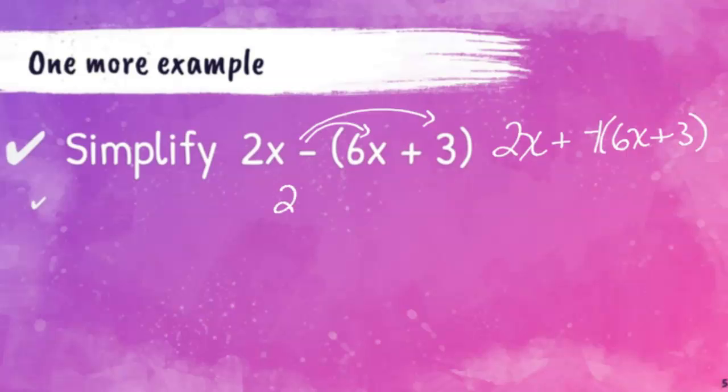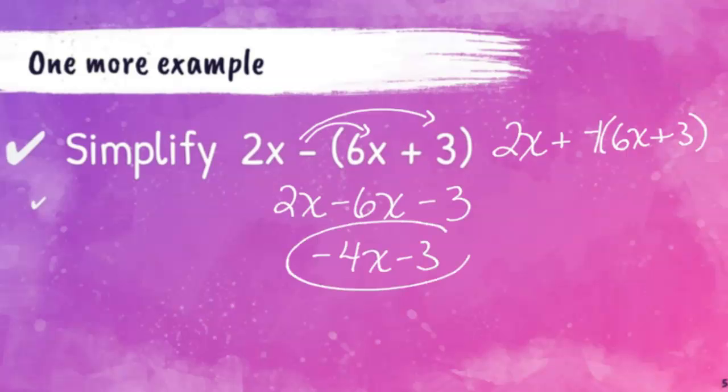So then we have this 2x minus 6x. And then here we're doing a minus this positive 3, so minus 3. Again, I want to combine like terms. I could think of this as 2x minus 6x or 2x plus negative 6x. I get negative 4x minus 3 as a final answer.